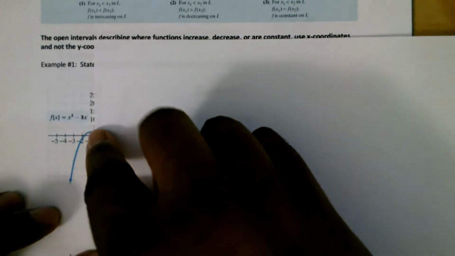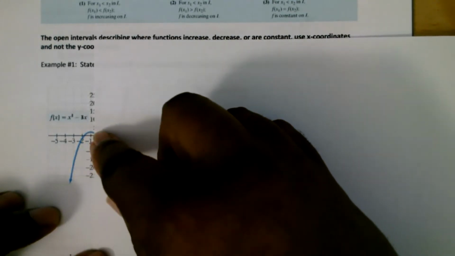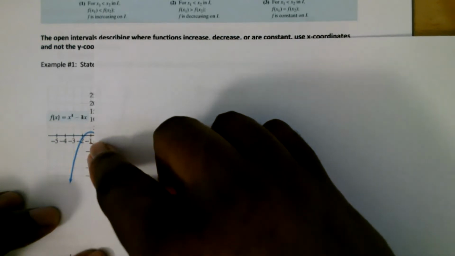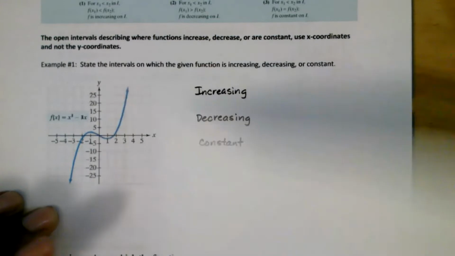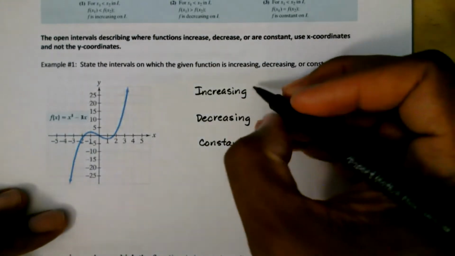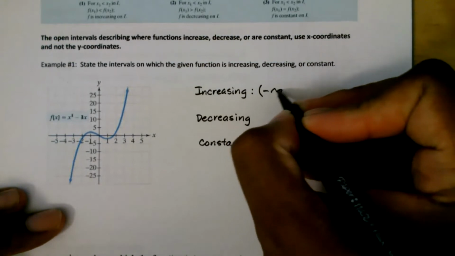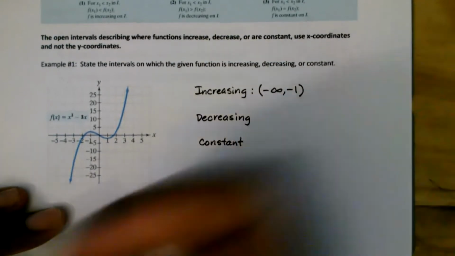But when we go from the left, we see it's increasing, still increasing, still increasing. Notice right here, it reaches its highest point. It maxes out at x is equal to -1. So from the interval of -infinity up to -1, this graph of f of x equal to x cubed minus 3x is increasing. So we can say that it's increasing from -infinity to -1.